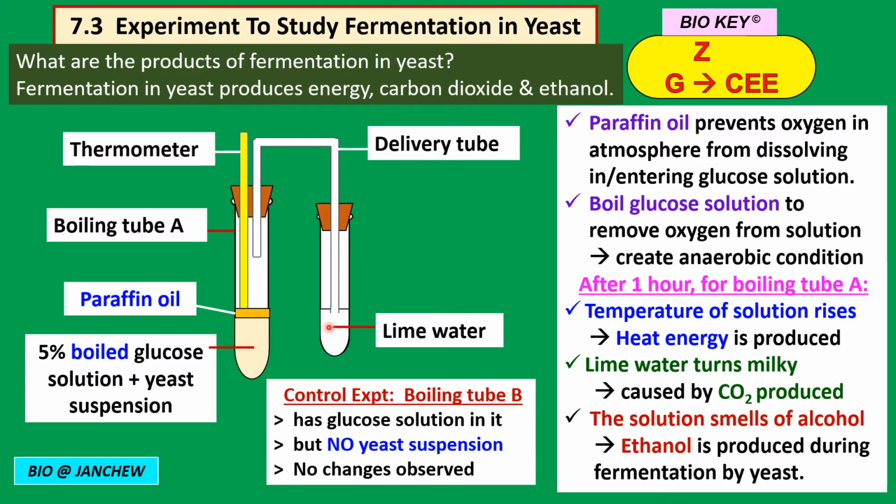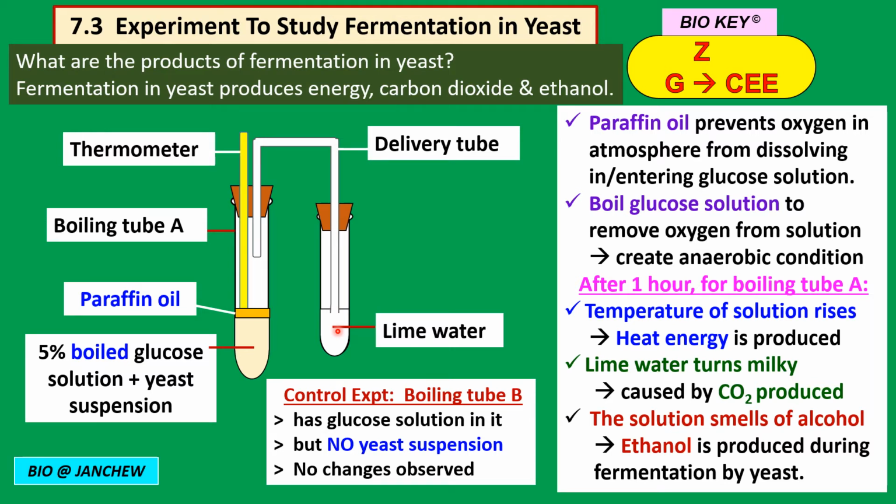Next, what happens to the lime water after 1 hour? The lime water will turn milky, and we know that this is caused by carbon dioxide produced from the fermentation of yeast suspension here. The carbon dioxide will be released out from the solution, and then it will flow into the delivery tube, and then it will cause the lime water in the boiling tube to turn milky.